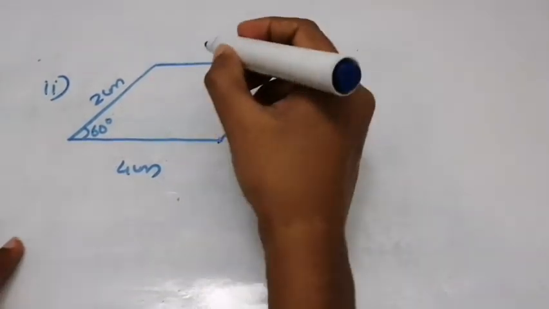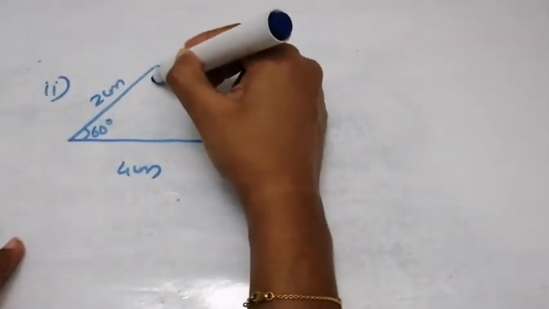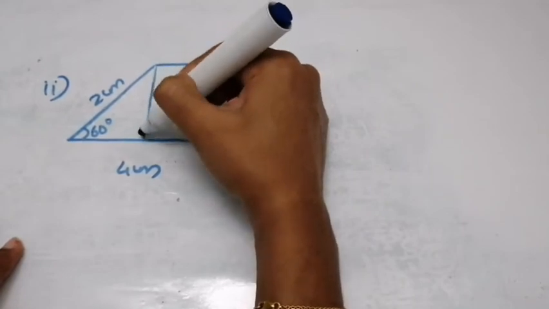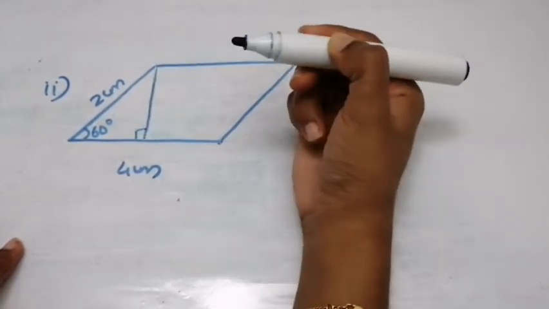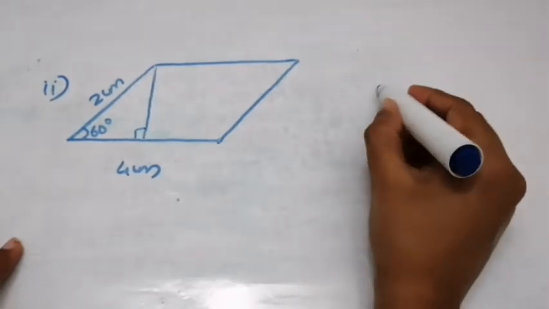Here also we know how to find the distance between the top and the bottom. So this is like this. We know that is 90 degrees. So I am drawing it here.